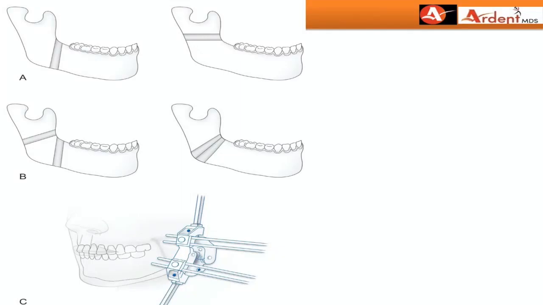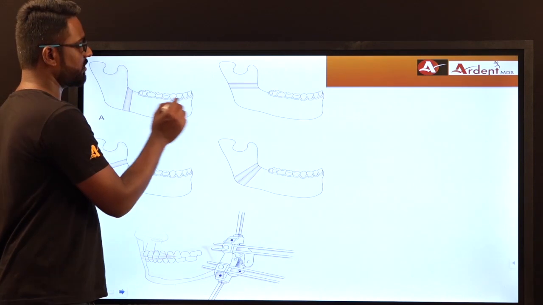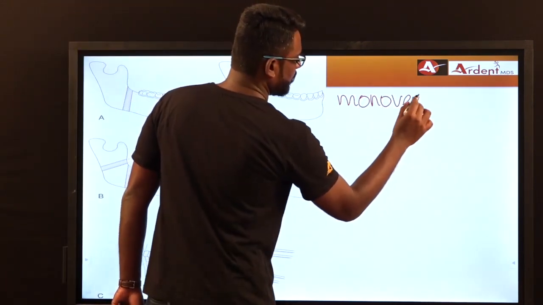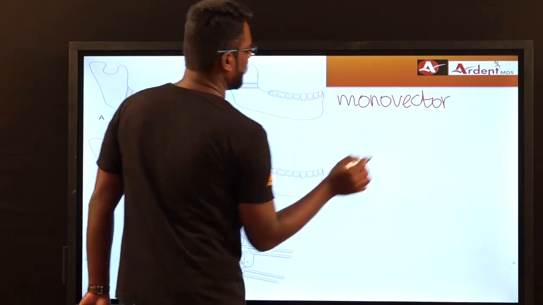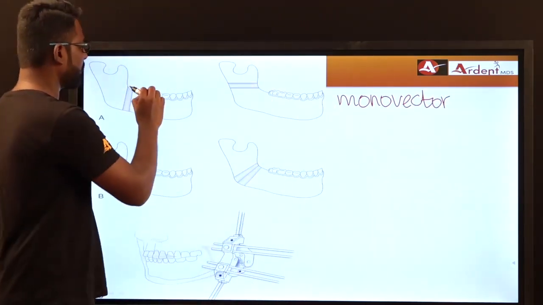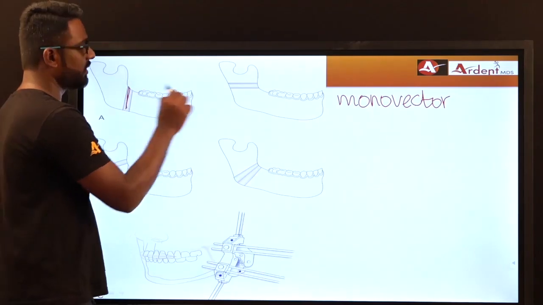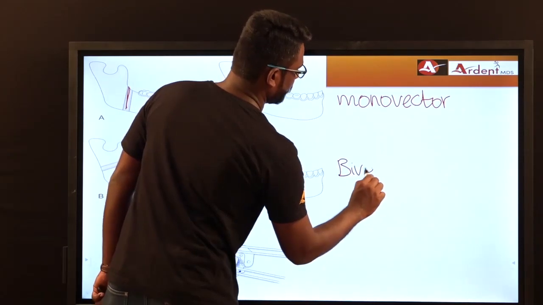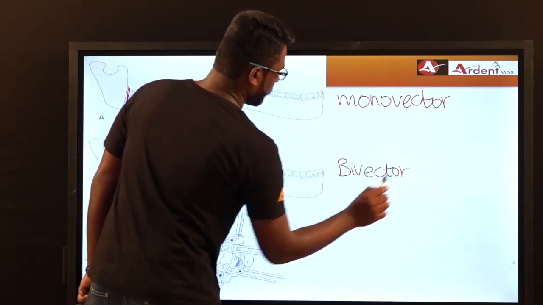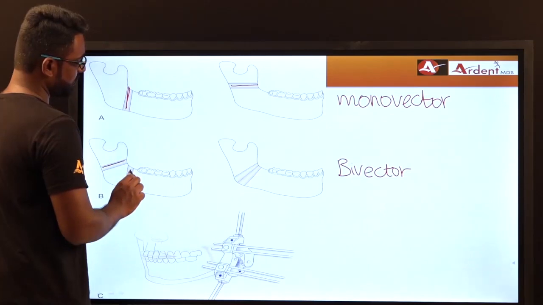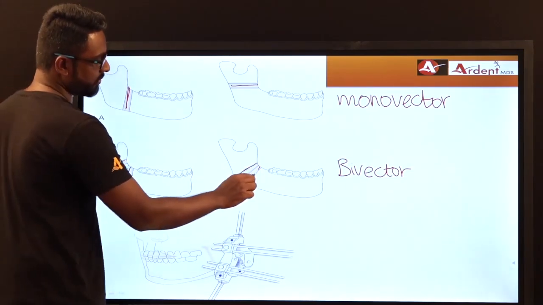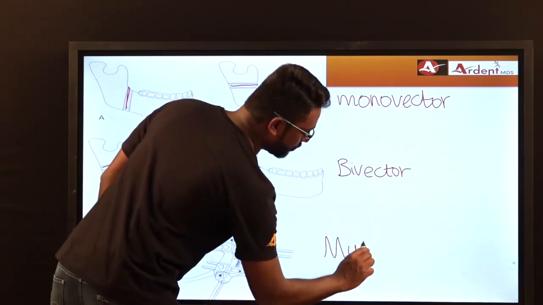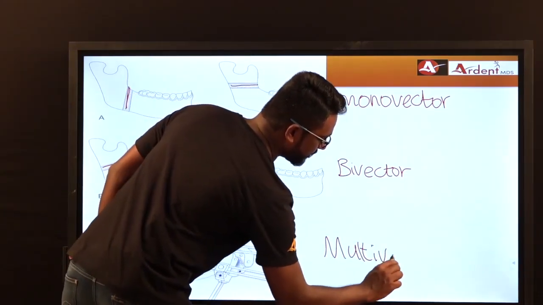So I told we perform a corticotomy. So this is a corticotomy. This is known as monovector. The corticotomy of this type is called monovector because we are performing corticotomy on only one part, whereas this is known as bivector because two areas of corticotomy we are performing. And the last one is known as multivector because it has the capacity to move in various planes.